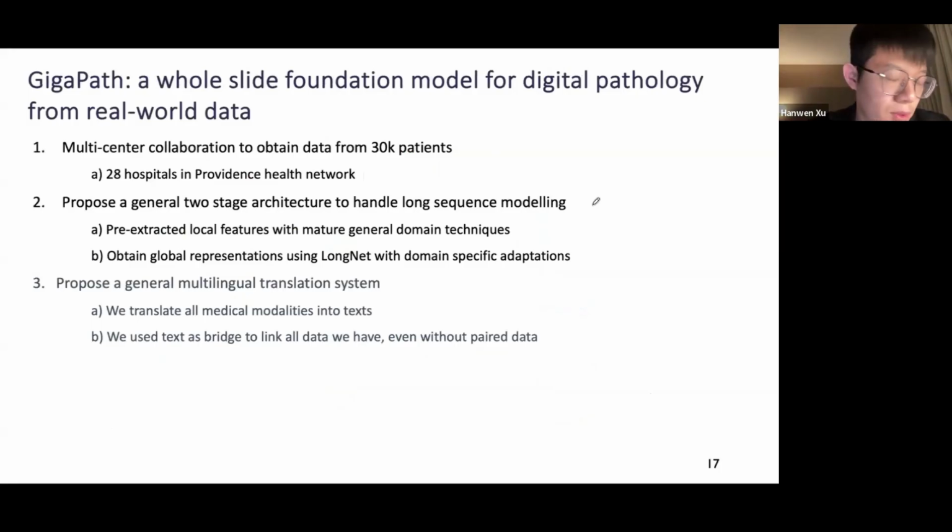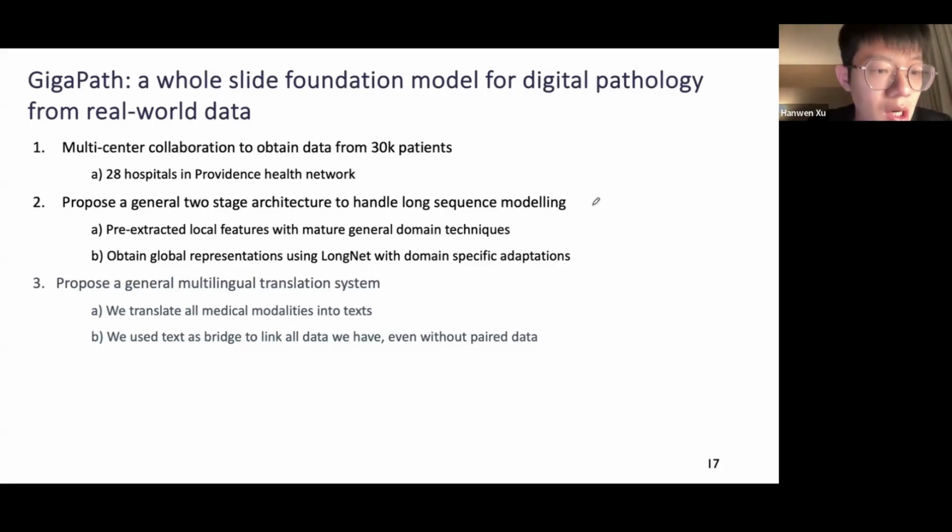So here we propose our approach, GigaPath. We start from the pathology case, and we call this model a histopathology foundation model for digital pathology from real-world data. But this model is also generalizable. We can extend the model to different kinds of modalities and also to all the giga-pixel images in the medical domain, not just histopathology images but also 3D data, like CT images and OCT data.